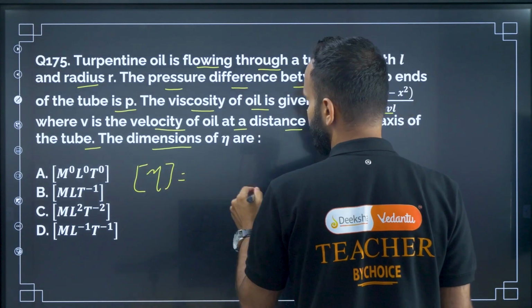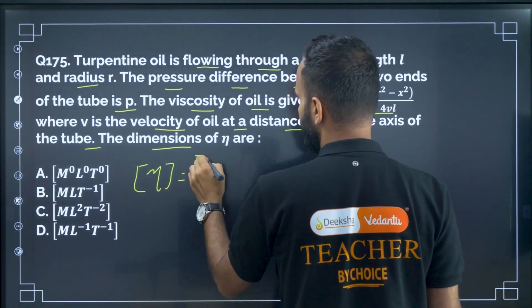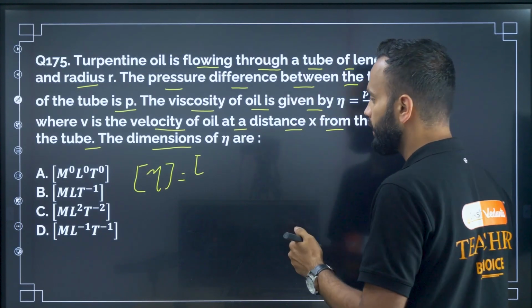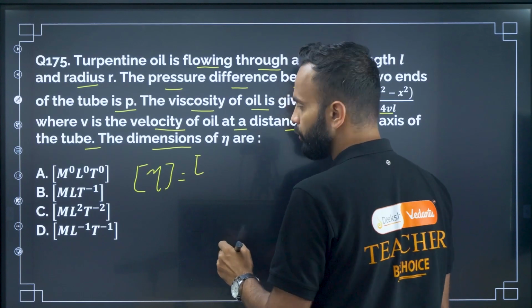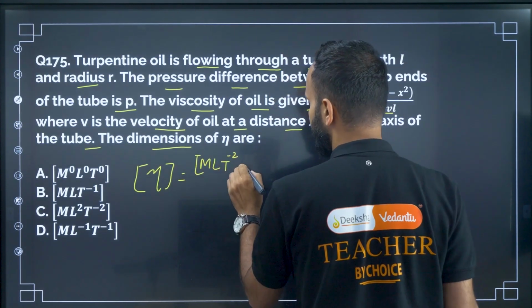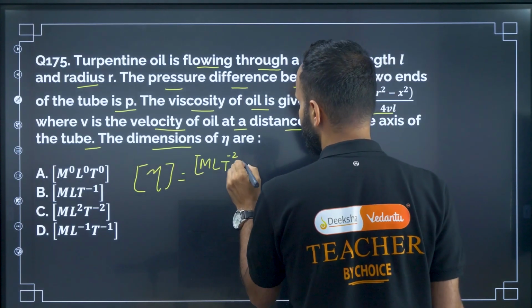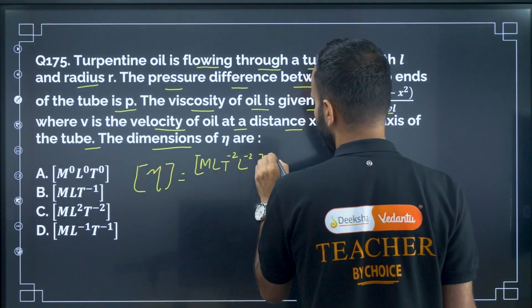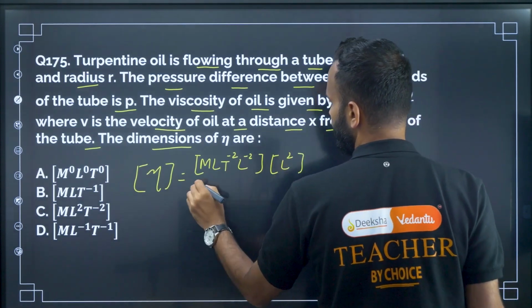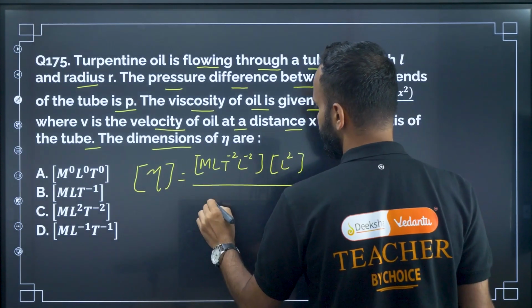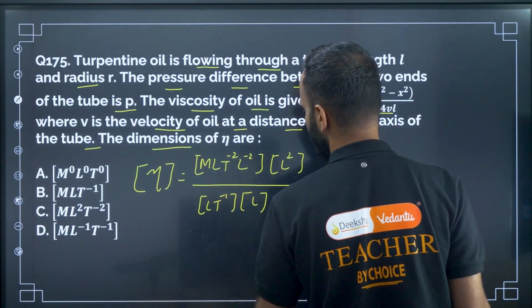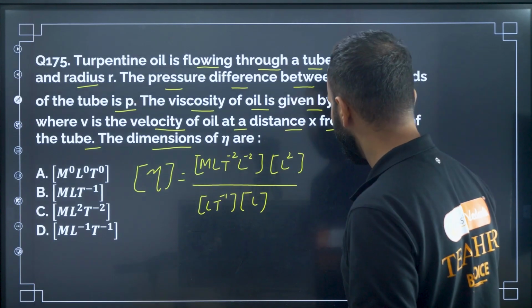What is the dimension formula of the pressure? The dimension formula of the pressure is dimension formula of F divided by dimension formula of A. That is dimension formula of force by dimension formula of A. What is the dimension formula of force? M L T to the power minus 2, right? Dimension formula of A is L square. So 1 by A is L to the power minus 2, right? Into dimension formula of R square minus X square, that is L square, divided by dimension formula of V, that is L into T to the power minus 1, into L. Dimension formula of L is L only, right?